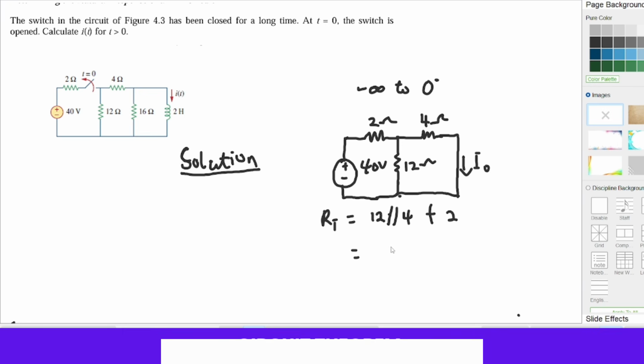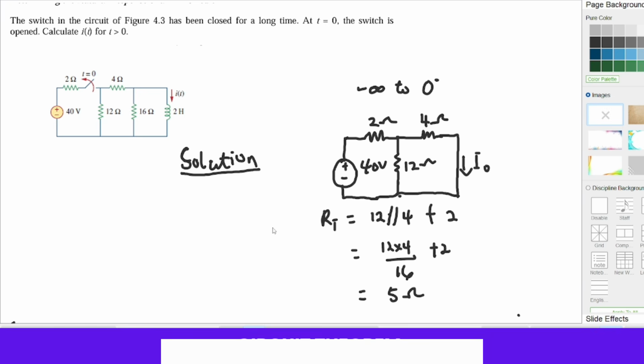So I find my product over my sum: 12 times 4 over 12 plus 4, which is 16, plus 2. So I end up getting 5 ohms. So that is my total resistance.